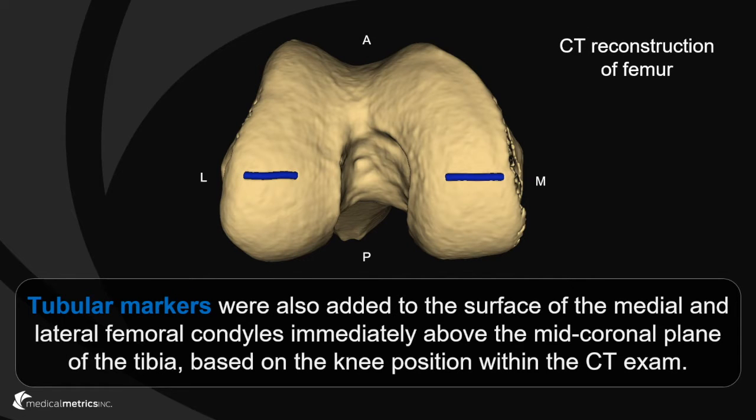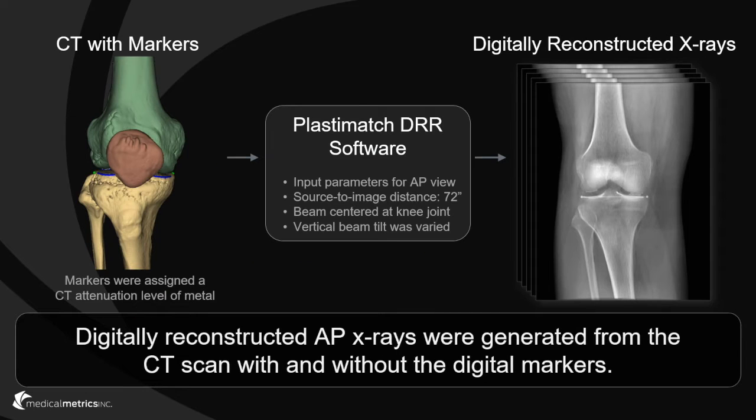Tubular markers were also added to the surfaces of the medial and lateral femoral condyles immediately above the mid-coronal plane of the tibia, based on the knee position when the computed tomography exam was obtained. Digitally reconstructed anterior-posterior radiographs were generated from the CT scan with and without the digitally added markers. The markers were assigned a CT attenuation level of metal. Digitally reconstructed radiographs were created with the Plastimatch software, using parameters of typical knee radiographs.